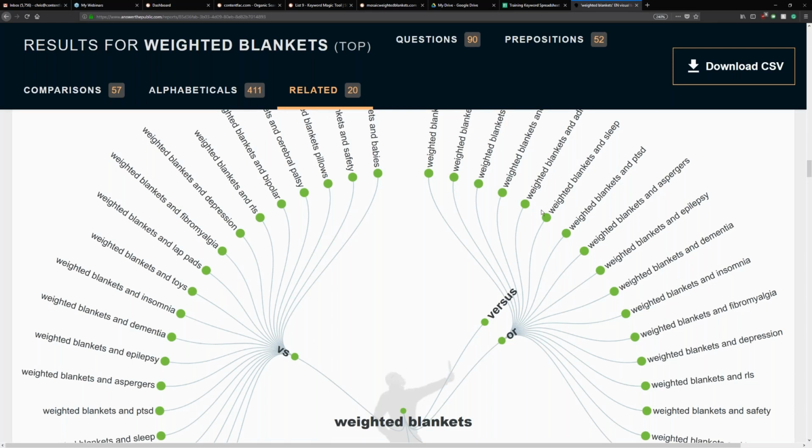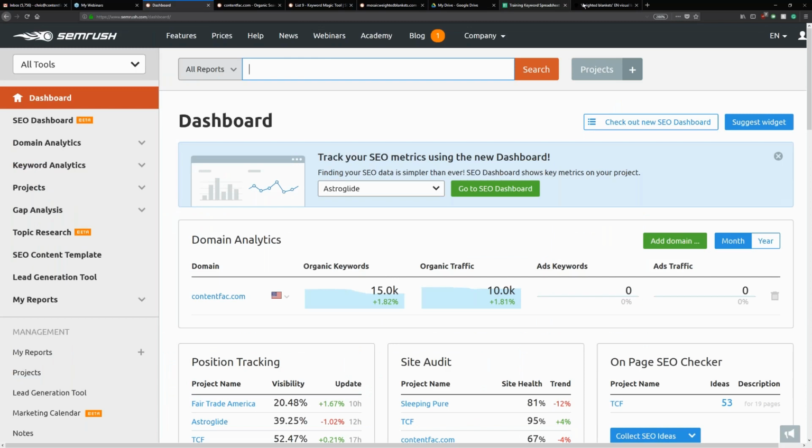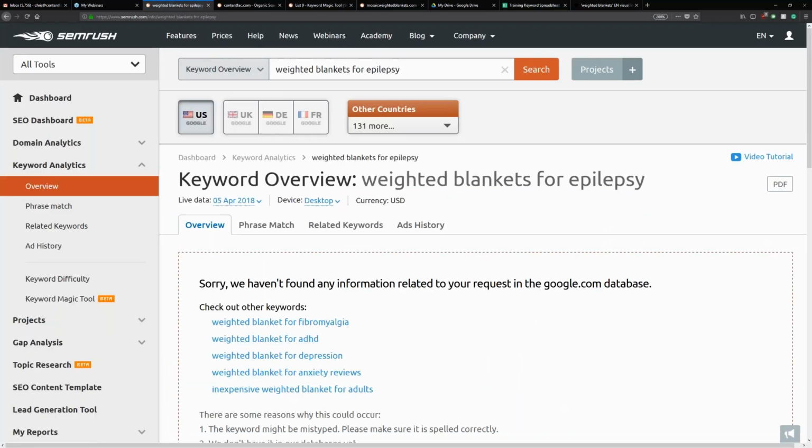So our next step would be to actually take that keyword and look at the numbers behind it, right? And how we do that is we can just go over to SEMrush. We just search weighted blankets for epilepsy. All right, so this is not necessarily a bad thing. When we search for this keyword in SEMrush, it says it can't find any information about it. Generally what this means is that in their database, it's a low volume search term. In SEMrush this usually means it's 10 or below, right?